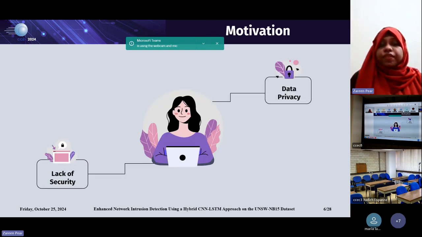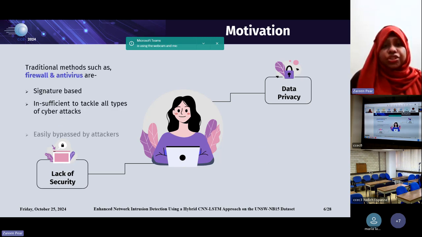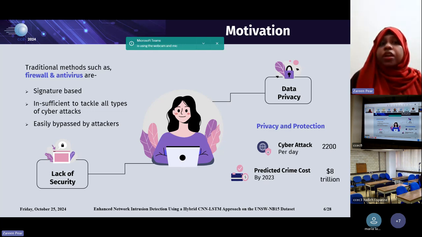My main motivation to choose this research topic is the increasing need for security and data privacy, as the traditional methods that we mentioned earlier, such as firewalls and antivirus, are signature-based, so they are insufficient to tackle all types of cyber attacks. They only perform well on known types of attacks, so attackers can easily bypass them and harm us. Also, day by day, the number of cyber attacks and crimes is increasing alarmingly. So there is a necessity to introduce more intelligent and advanced techniques that will prevent any kind of attacks or intruders and protect our system.